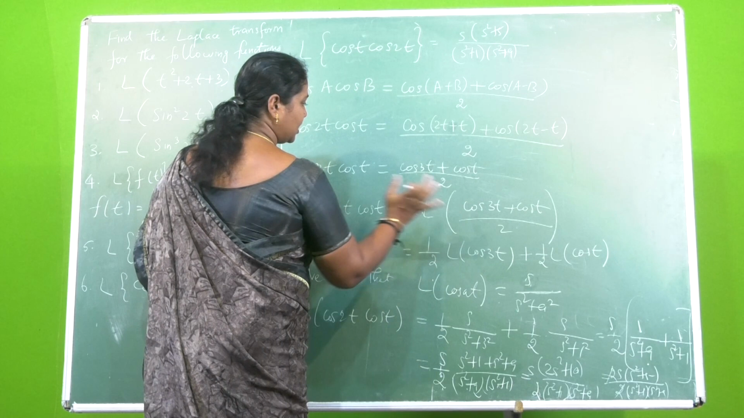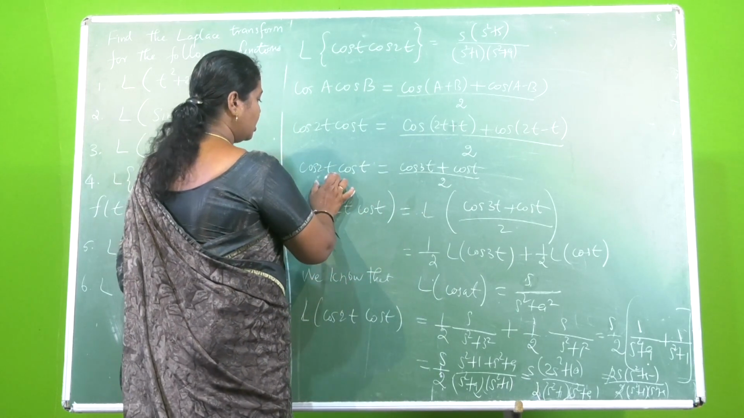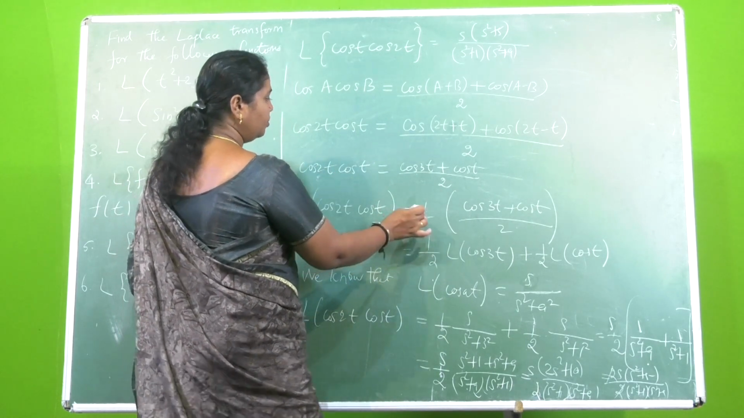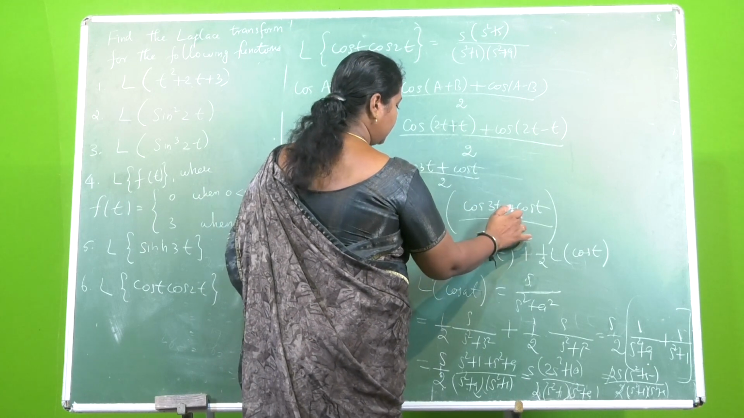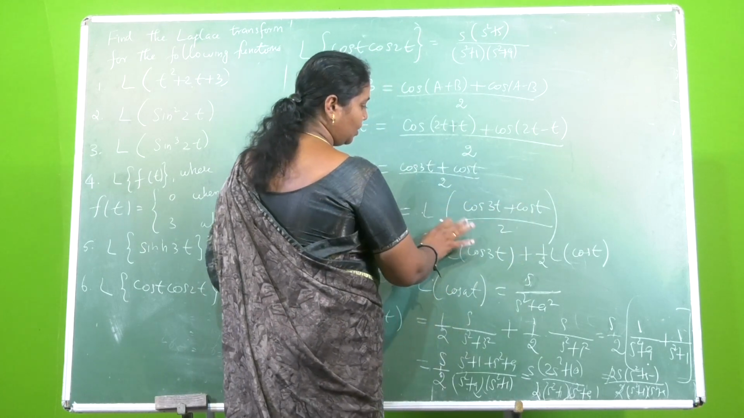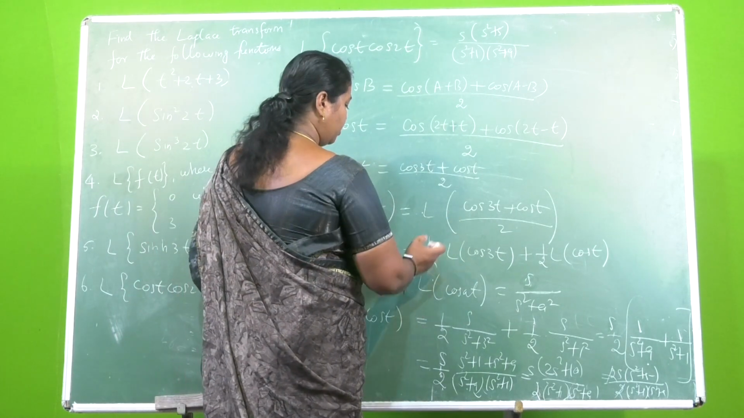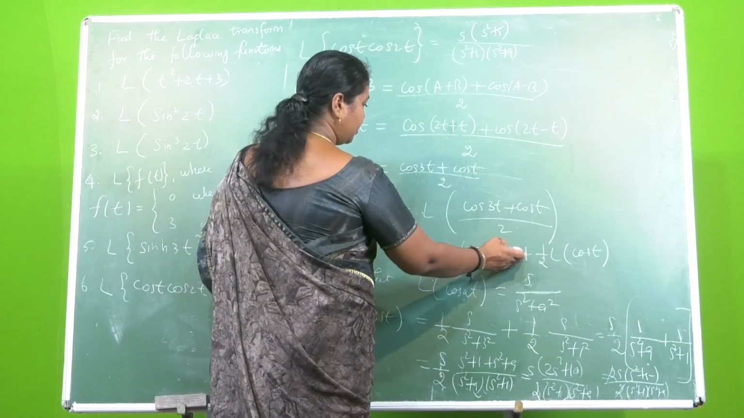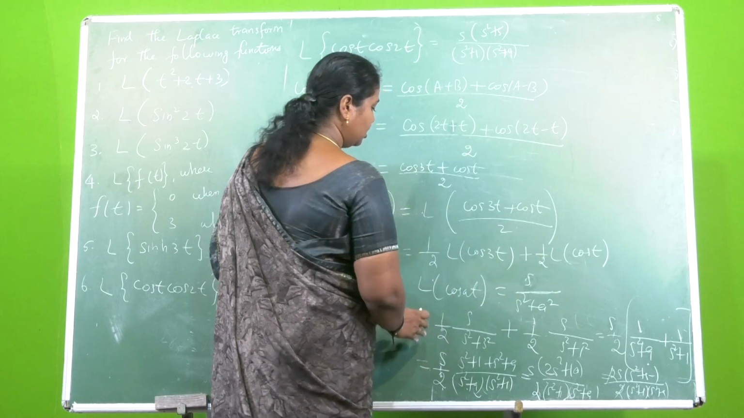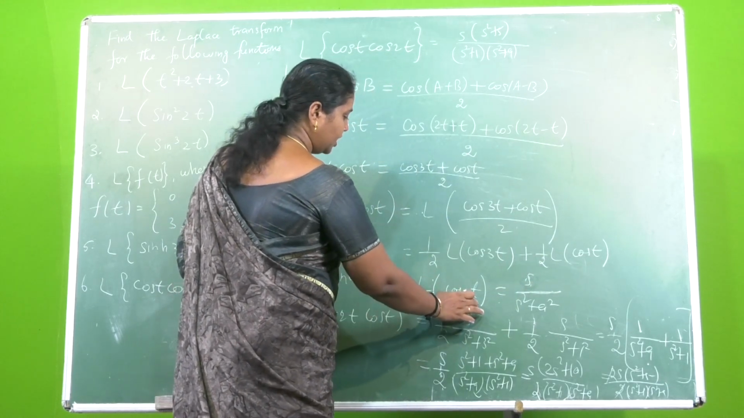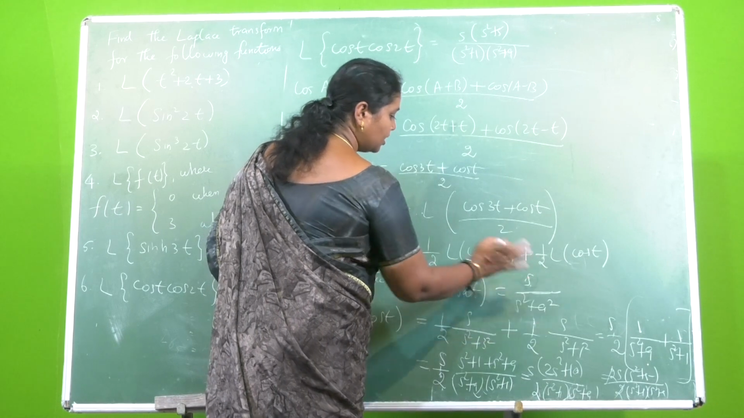Now we apply the Laplace transform on both sides. L of cos 2t cos t is equal to L of cos 3t plus cos t divided by 2. We apply the linear property, so taking 1 by 2 outside, we get 1 by 2 times L of cos 3t plus 1 by 2 times L of cos t. We know that L of cos at is s divided by s square plus a square.